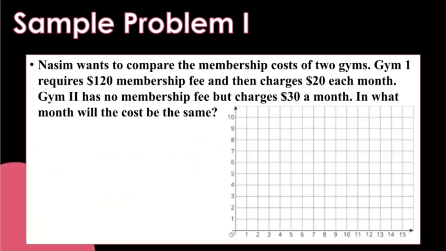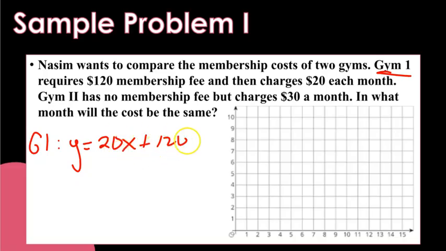And our last one we're going to do on our calculator. But let's come up with our equations first. So Nassim wants to compare the membership costs of two gyms. Gym 1 requires that they buy a $120 membership fee plus charge $20 per month. So that's 20x plus 120.